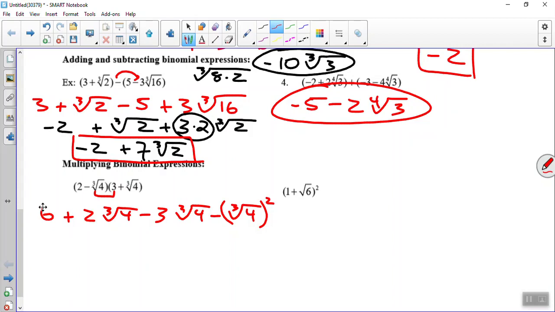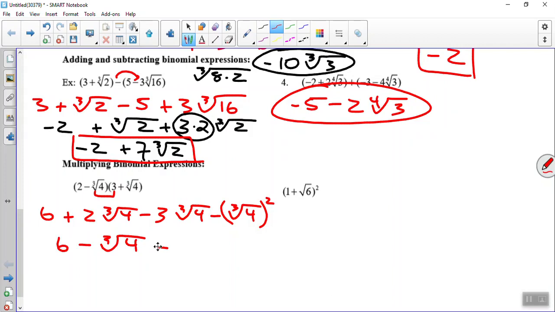So let's combine like terms here. I've got 6 minus cube root of 4. All right, so this last one, this doesn't really simplify. Cube root, you could write it as a rational exponent, but that's not really going to help us. Okay, so just leave it.